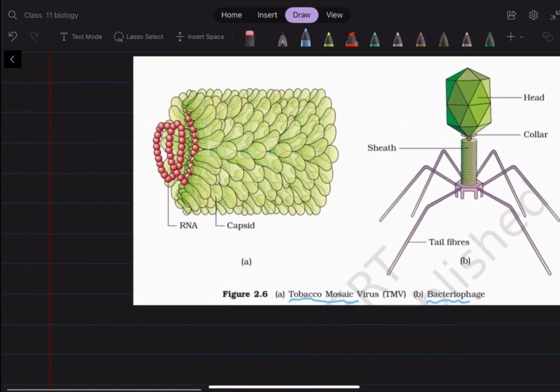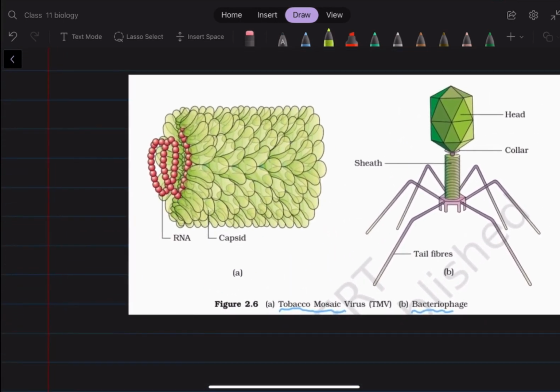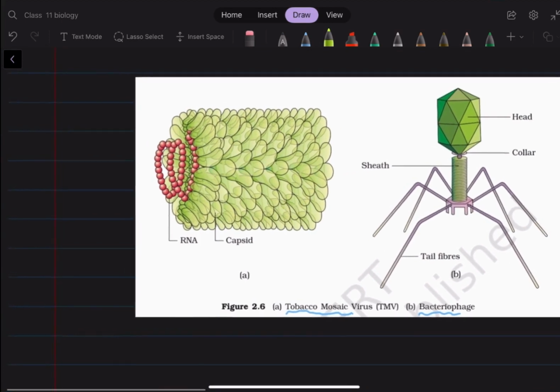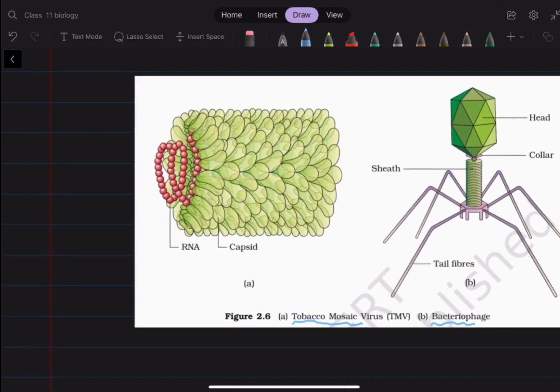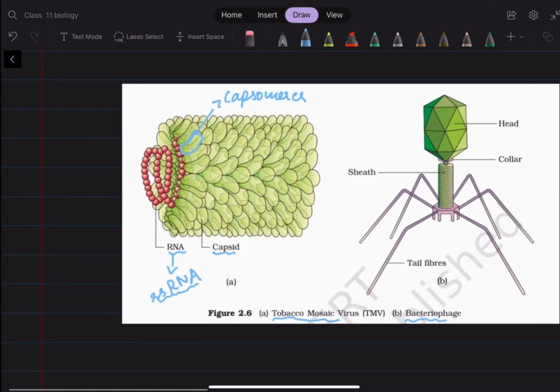The tobacco mosaic virus infects the tobacco plant. You can see here these units. These units are your capsomeres, and these capsomeres are arranged in a cylindrical structure to form the capsid. This capsid covers the RNA. This RNA is a single-stranded RNA. Since it infects a plant, it is single-stranded RNA.